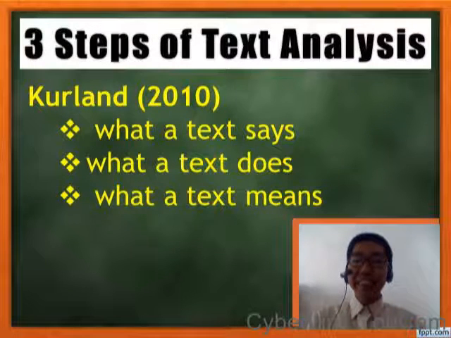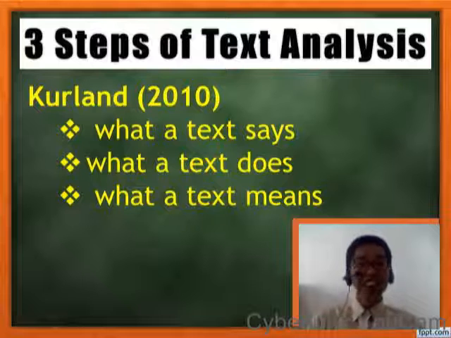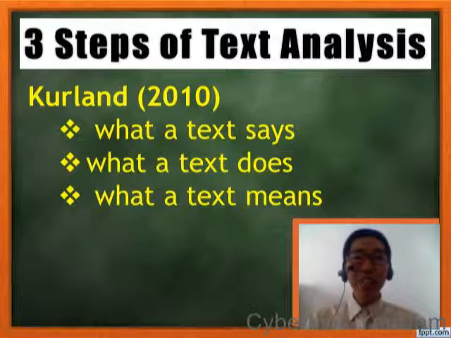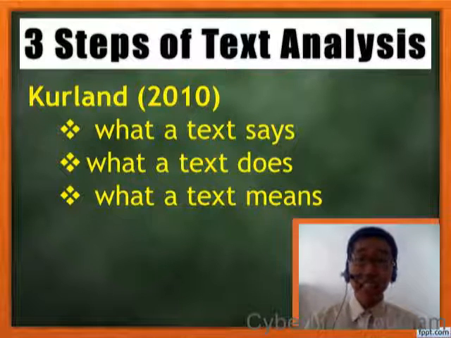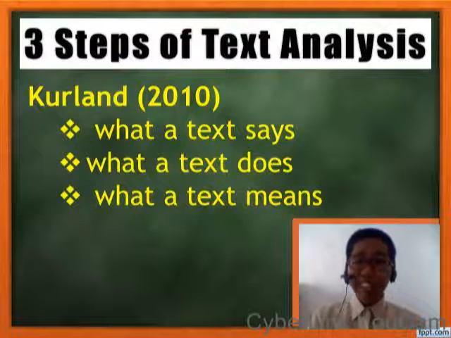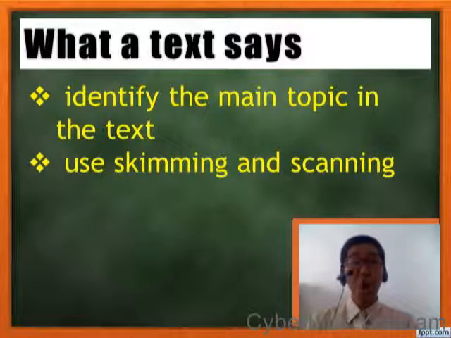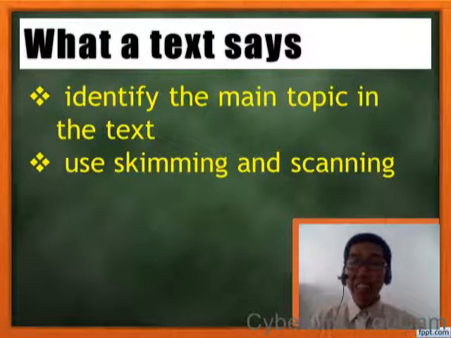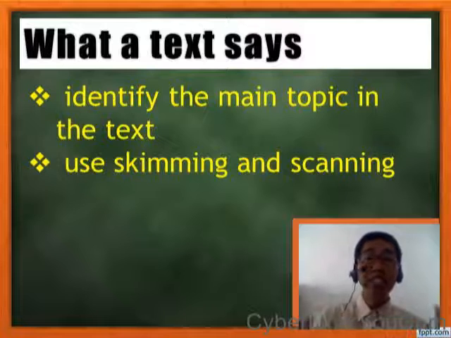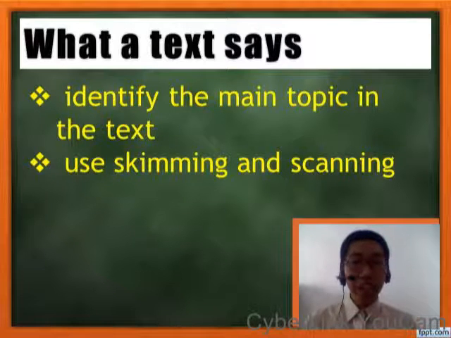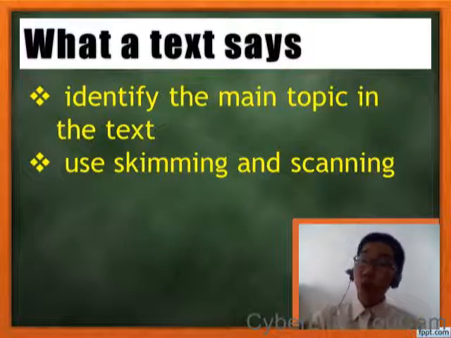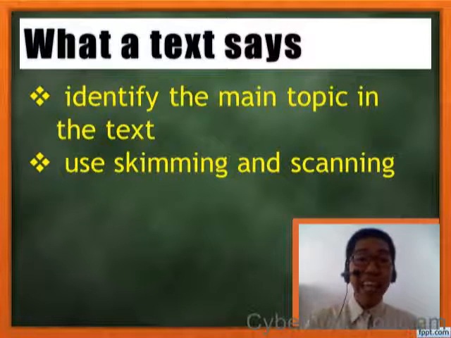So, if that's the scenario, then how do we critically read? According to Curl in 2010, there are 3 steps in analyzing a text. First, what a text says. Second, what a text does. And third, what a text means. Let's start with the first step, what a text says. Here, you're only asked to identify what is the main topic in the text. Thus, you may use either or both skimming and scanning to achieve this goal.